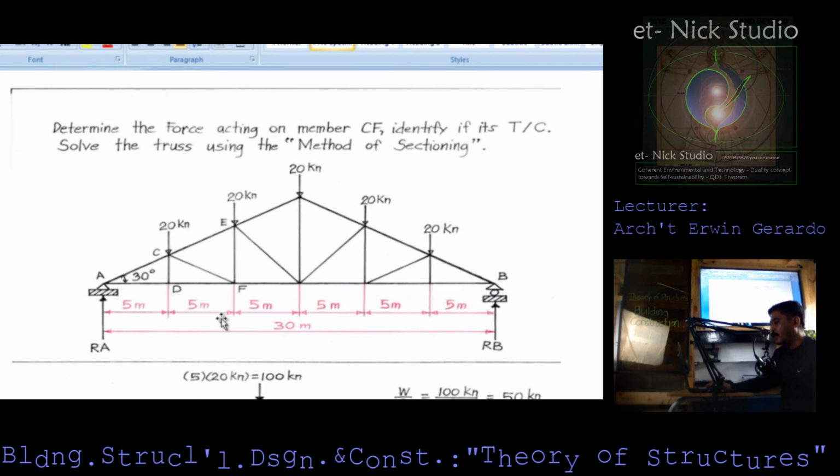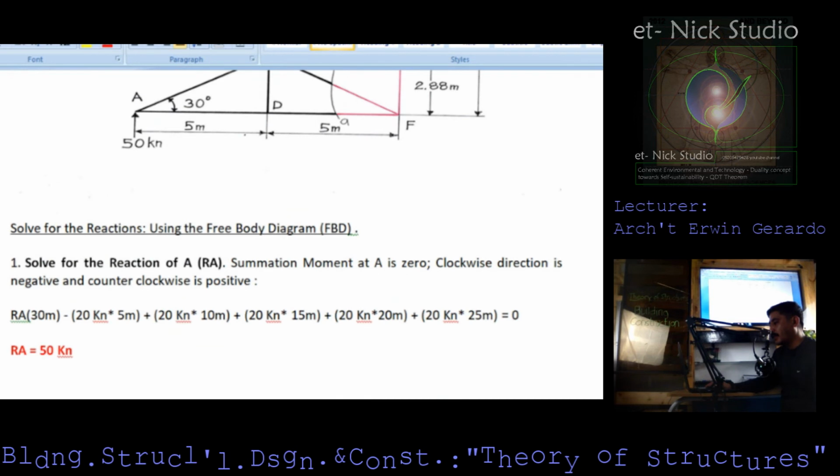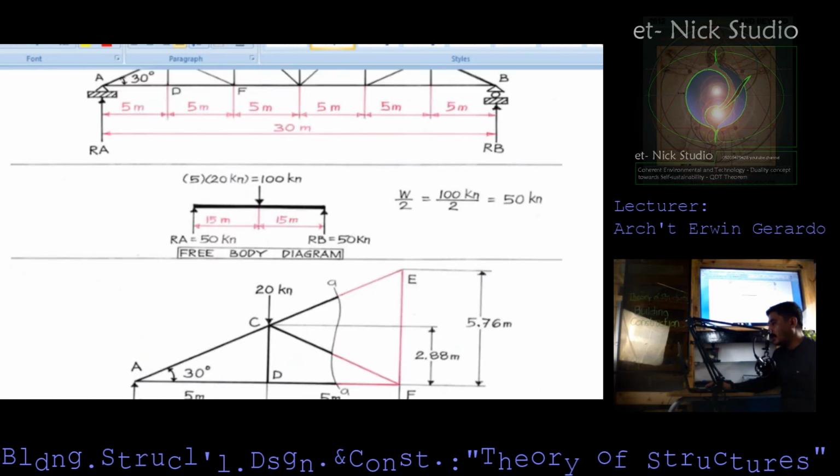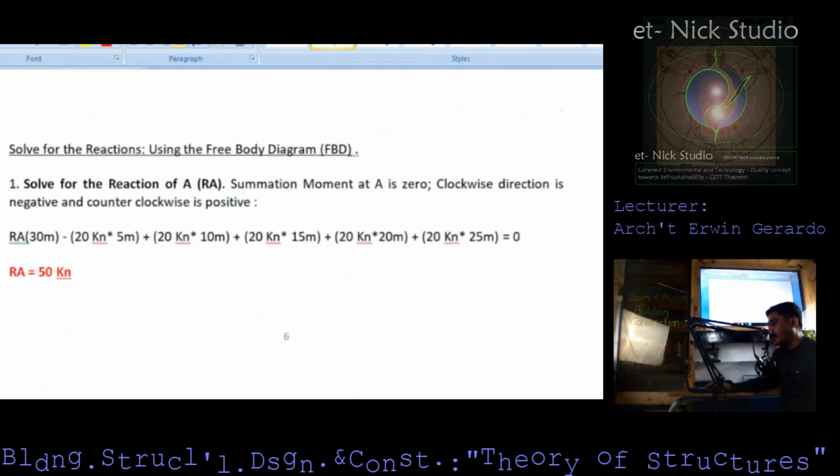So therefore, 5, 10, 15, 20, 25. So the span here is 25 meters. That's why here you could see that 20 kilonewton times 25. Then the moment arm is divisible by 30, 25, 20, 15, 10 till 5 meters. All in all, reaction of A equals 50 kilonewton, which actually supports our load here. So this is actually the long cut method.